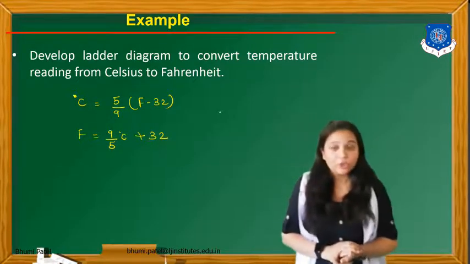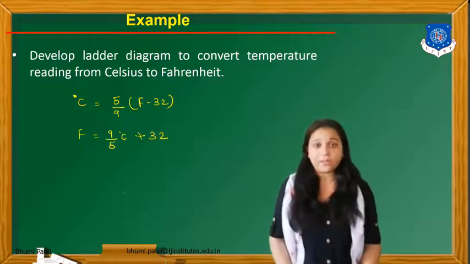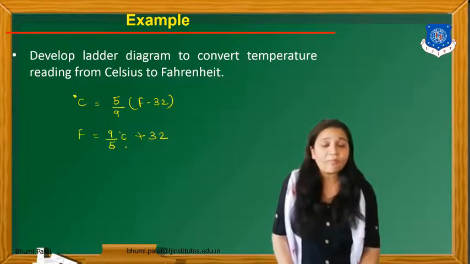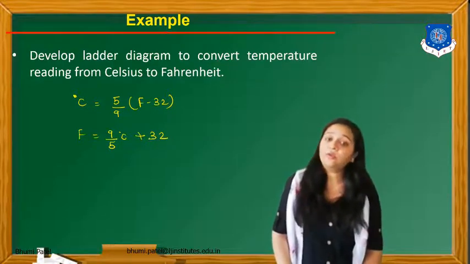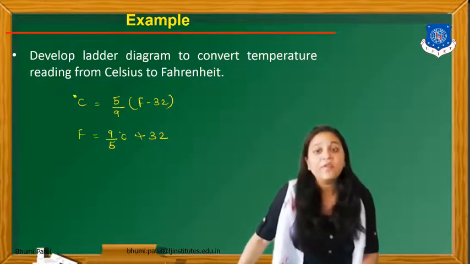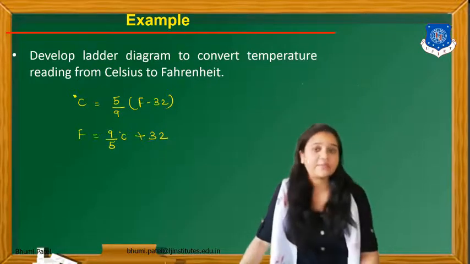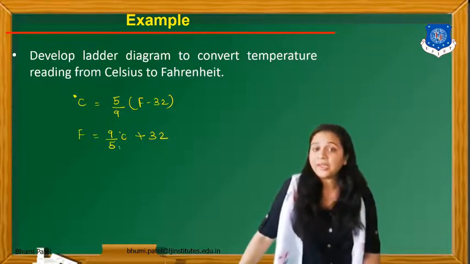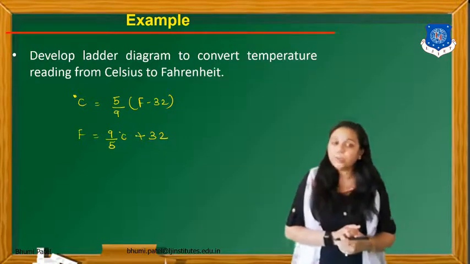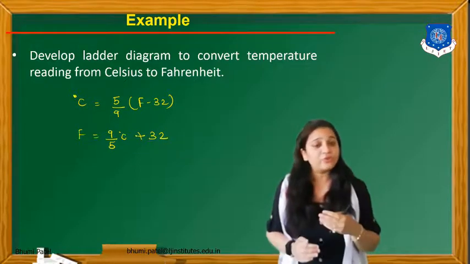So which math instruction is used for this particular example? Here you can see that 9 by 5, so we can use the division math instruction. Then we have to multiply with the Celsius. If we have to calculate 25 Celsius, how many Fahrenheit is there? For that we have to multiply the Celsius value, and then we have to add the number 32. So for that we have to use the add instruction.